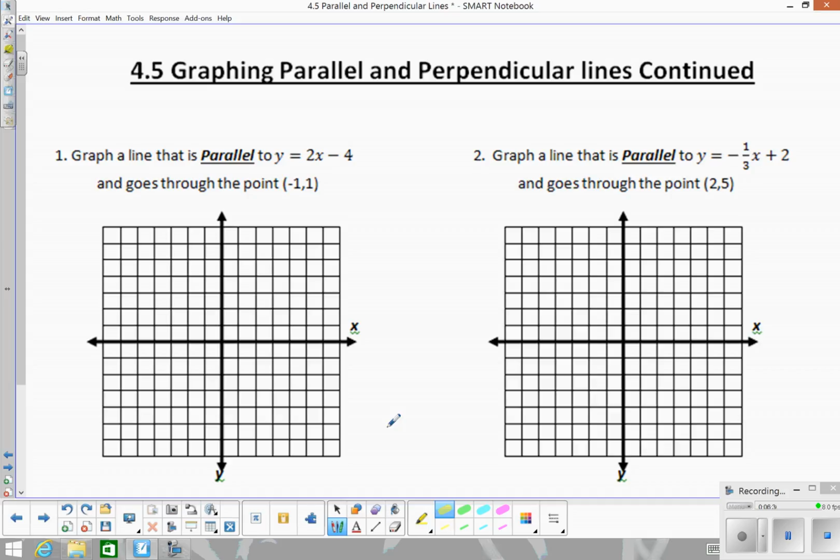In this case, the first thing we're going to do, step 1, is graph the given line. I'm always going to give you a line, and we went over this in prior sections. So if I give you y equals 2x minus 4, I'm going to begin at my y-intercept, which is negative 4.